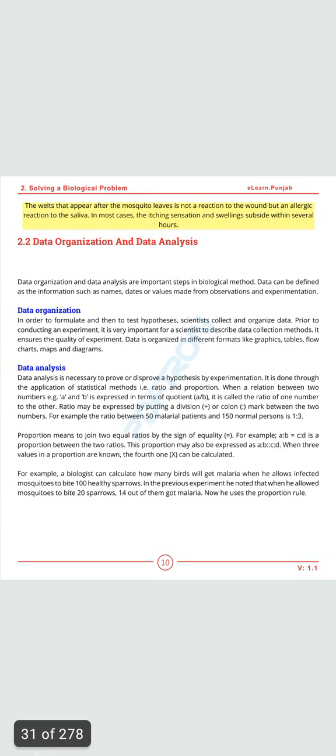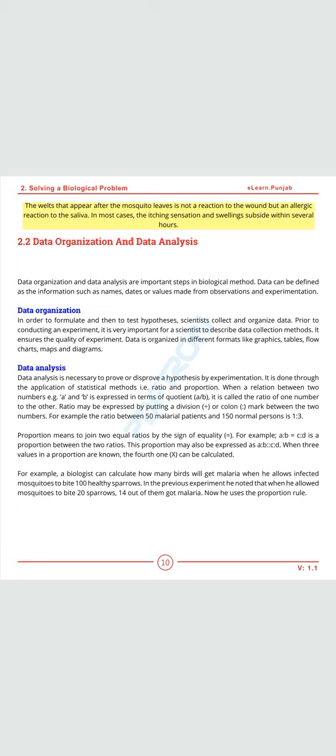When three values in a proportion are known, the fourth one, x, can be calculated. For example, a biologist can calculate how many birds will get malaria when he allows infected mosquitoes to bite 100 healthy sparrows. In the previous experiment, they noted that when he allowed mosquitoes to bite 20 sparrows, 14 out of them got malaria.